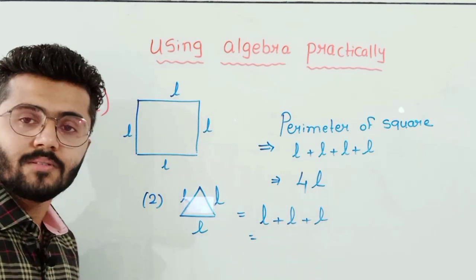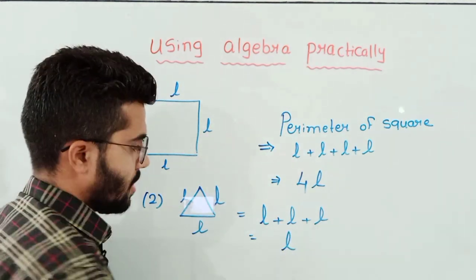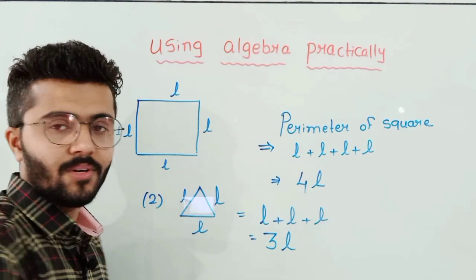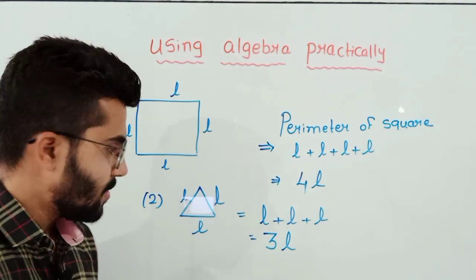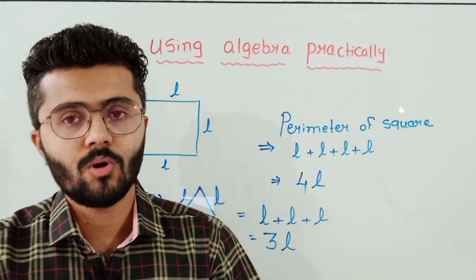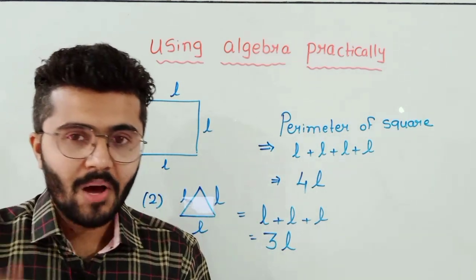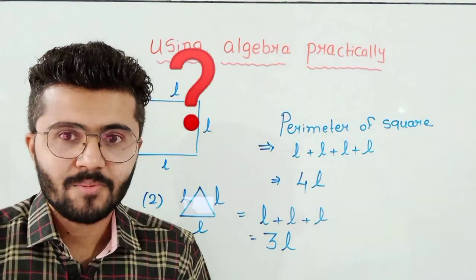Which variable is given? L. How many times? 3 times. So the perimeter of equilateral triangle is 3L. You can do the same with a regular hexagon, pentagon, octagon whose lengths are same. Now tell me, are we using algebra in practical life or not?